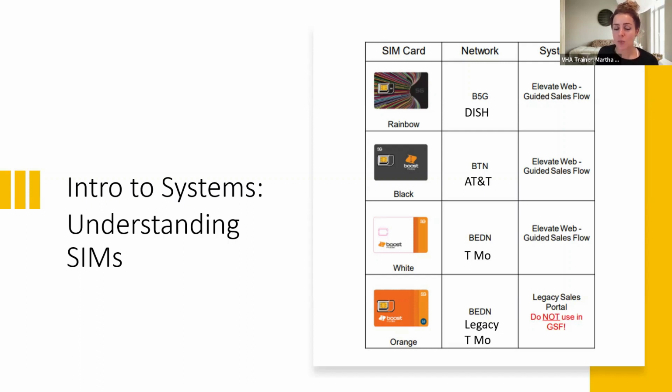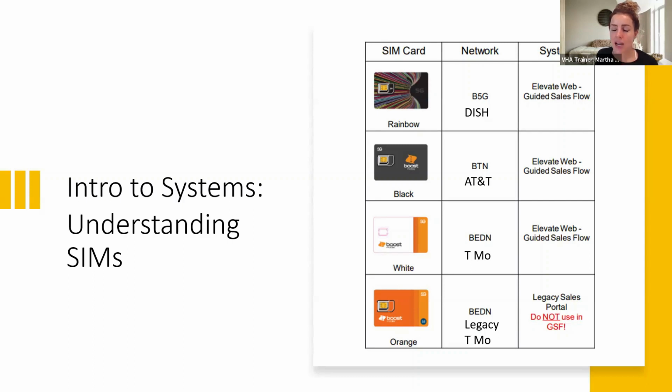At this point, it really becomes up to the customer which network they want to be on. So if a customer wants to be on the T-Mobile network, then you're going to want to give them a white SIM card. Maybe they want to be on the AT&T network. Maybe T-Mobile doesn't work at their home, but they know AT&T does. Okay, great. Let's get them a black SIM card. And then maybe you're in a market where the Rainbow SIM and Dish Network is available, then great. You can put them on the Dish Network and give them a Rainbow SIM.